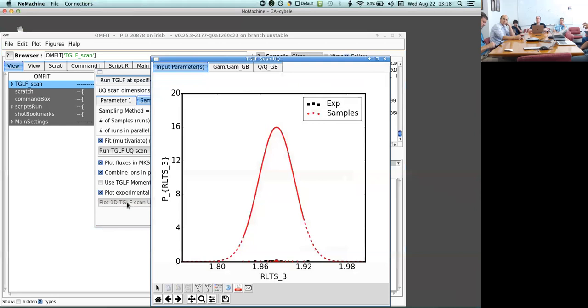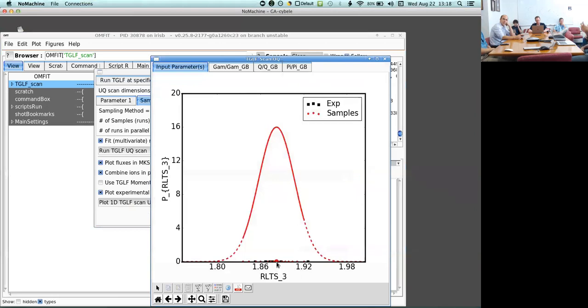So the black dots that you see over here are the experimental values for this a/LTi. And basically what OMFIT did, it fit a normal Gaussian distribution to these experimental values. And by choosing the sampling techniques, we chose 15 samples, which I'm showing here with the red dots, plus the nominal value to solve TGLF for those values. And after solving for those values, we're going to come up with the heuristic model.